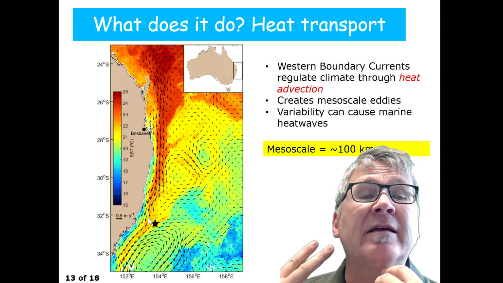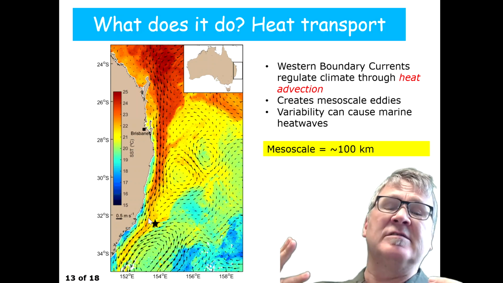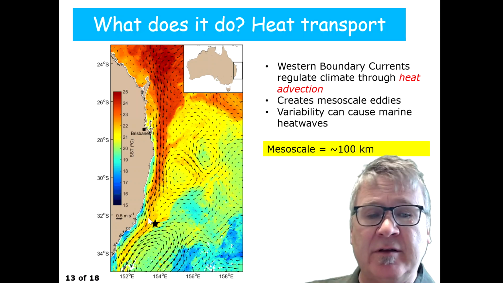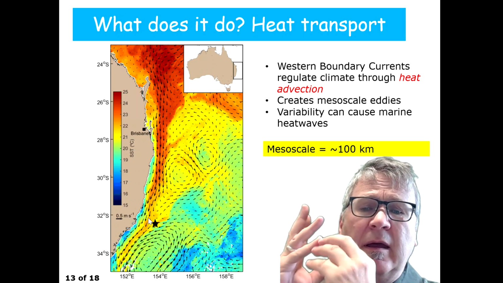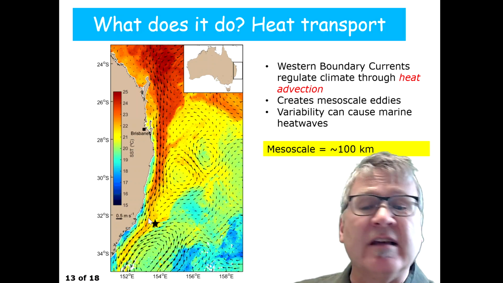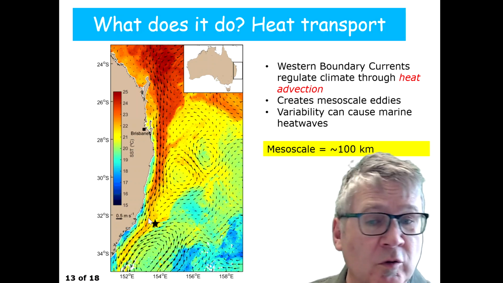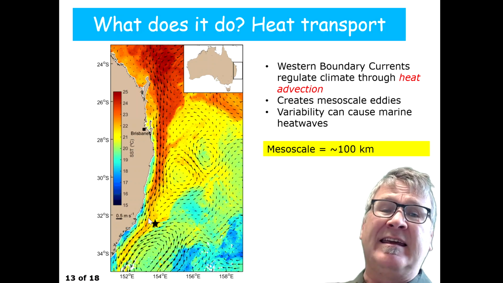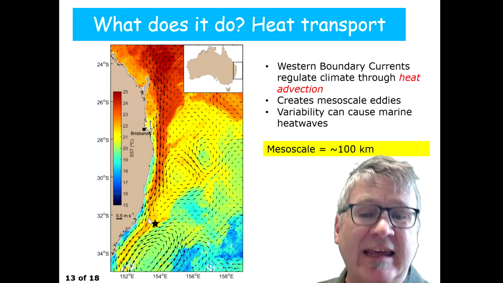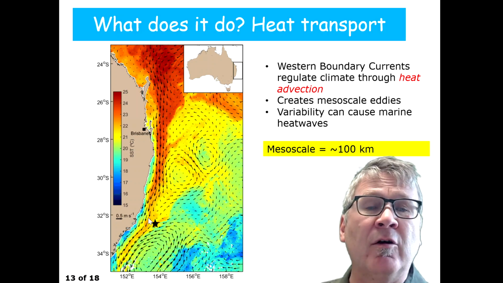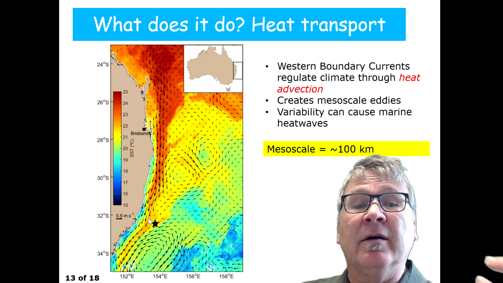They also create mesoscale eddies. Mesoscale refers to a scale of 100 kilometers. And eddies will be discussed later. They also play an important role in the exchange of heat between the western boundary current and the ambient region.